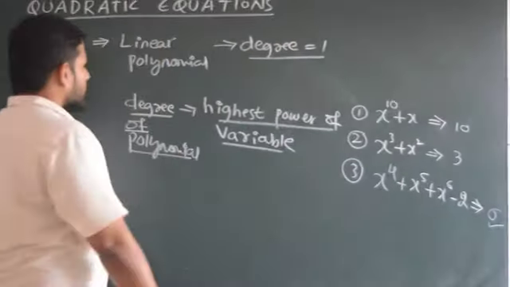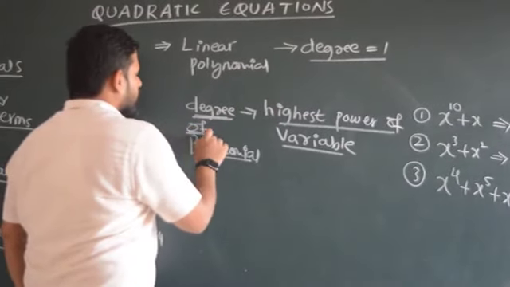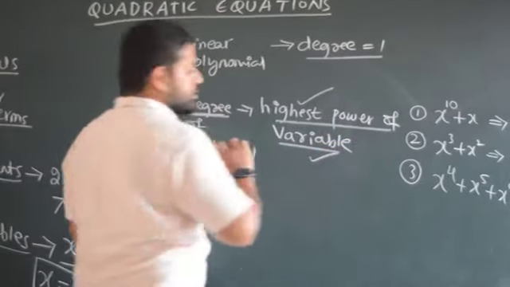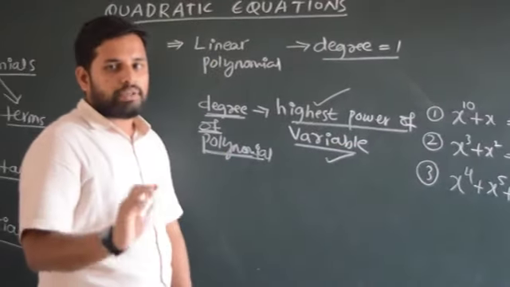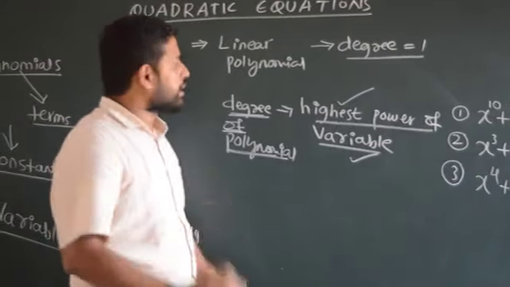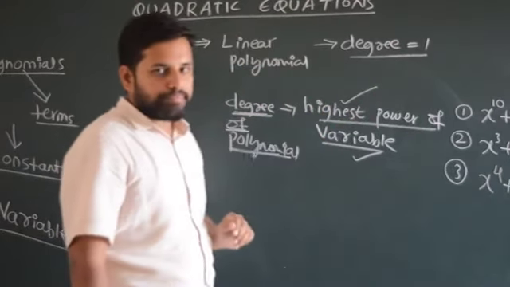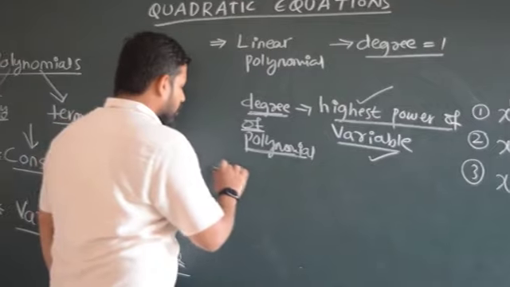What I want to impress upon you is that degree of polynomial means whatever highest power of variable is there. That highest power of the variable itself is known as degree. Now linear polynomial means degree should be equal to 1. Now what do you mean by quadratic polynomial?